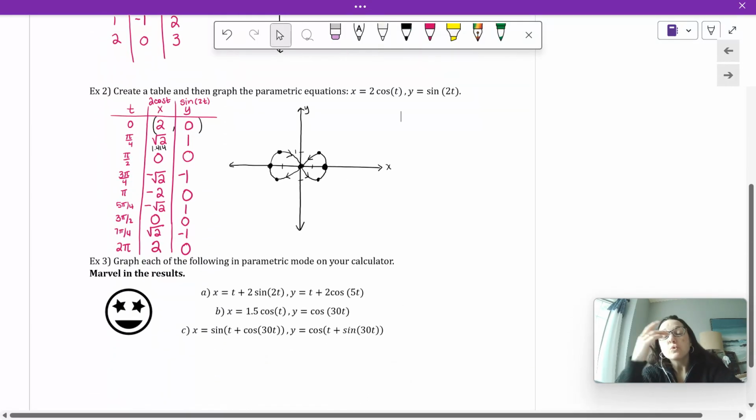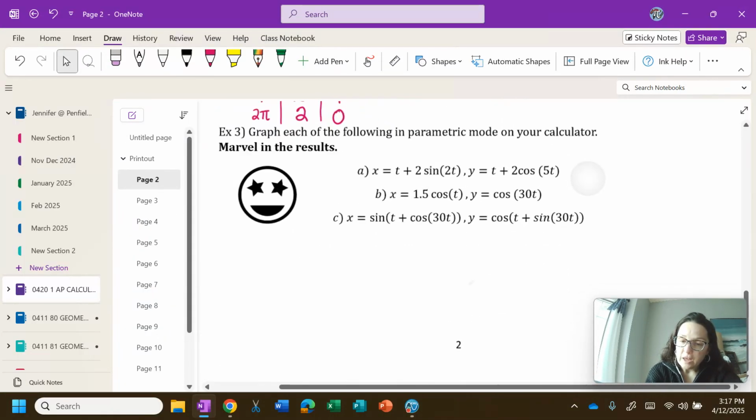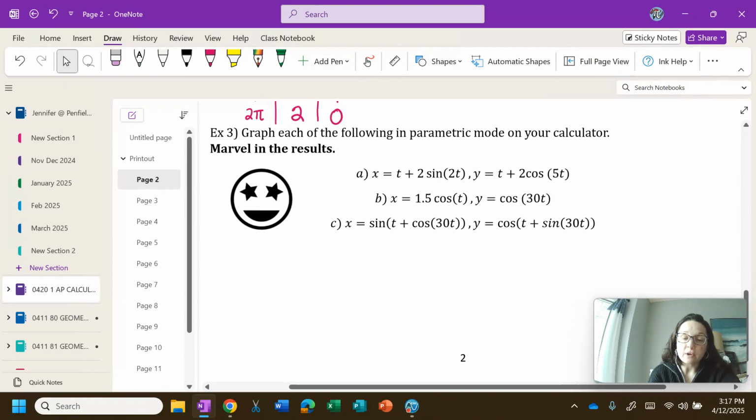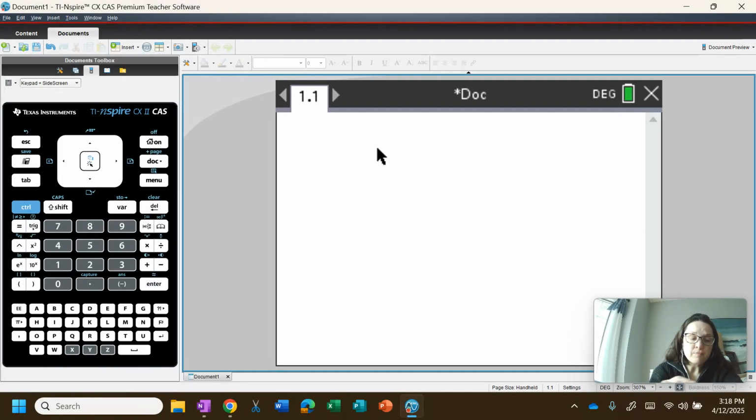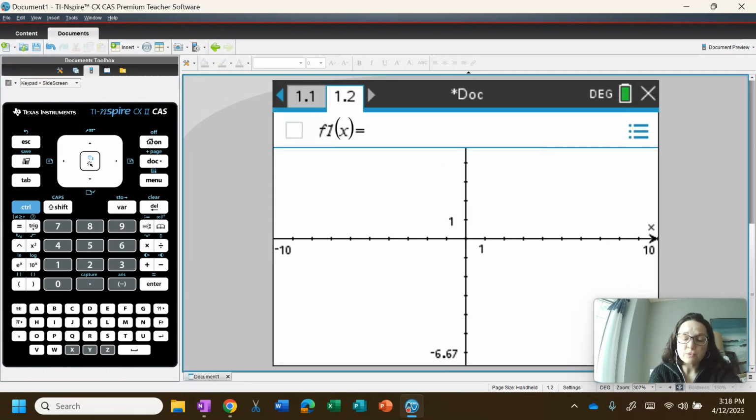Now, you can also graph these in the calculator and get like the really cool stuff from there. So if I back away here and we want to graph these in the calculator, it says graph each of the following in parametrics and marvel in the results. So let me show you how to do that. In your calculator, I am going to Control Doc to add a page. I'm going to add a graphs page.